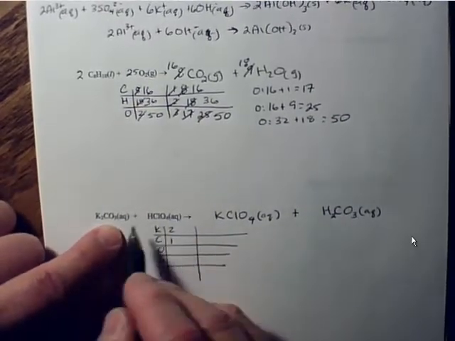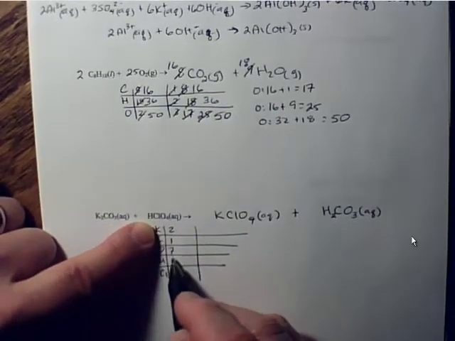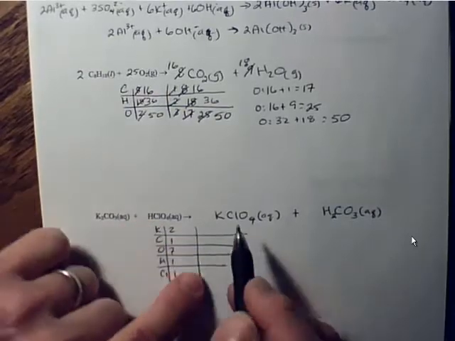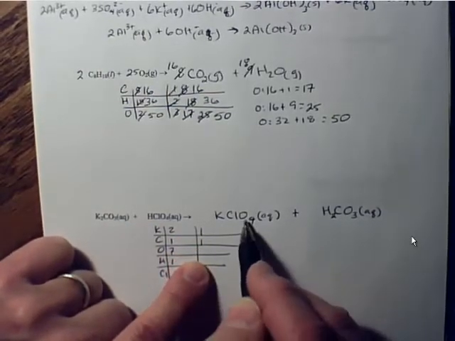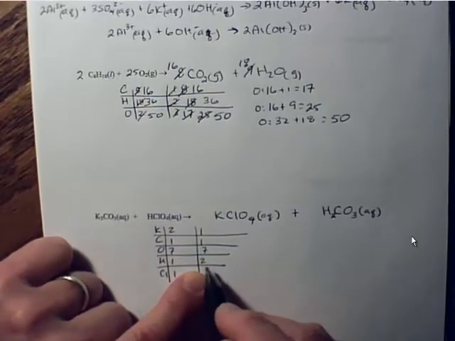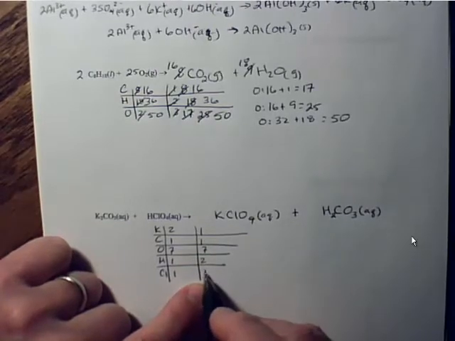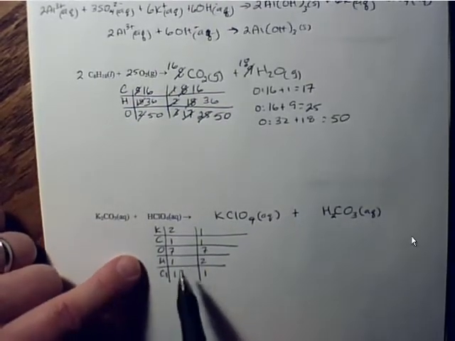2 potassiums, 1 carbon. I've got 3 oxygens here and 4 here, that's 7. 1 hydrogen and 1 chlorine. On the other side, 1 potassium, 1 carbon, 4 and 3, that's 7 oxygens, 2 hydrogens, and 1 chlorine. Okay? Now we've got to get everything evened out.